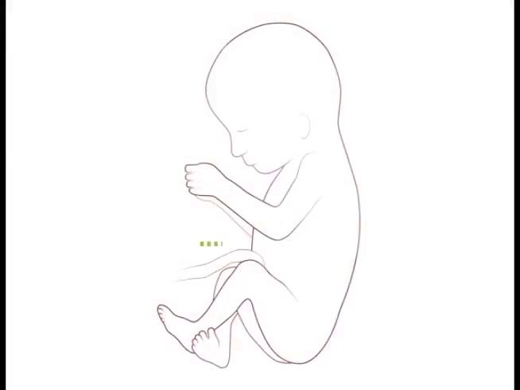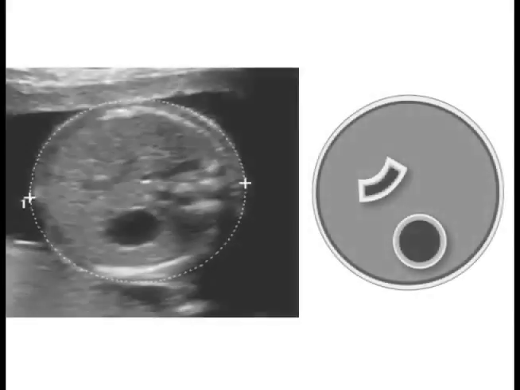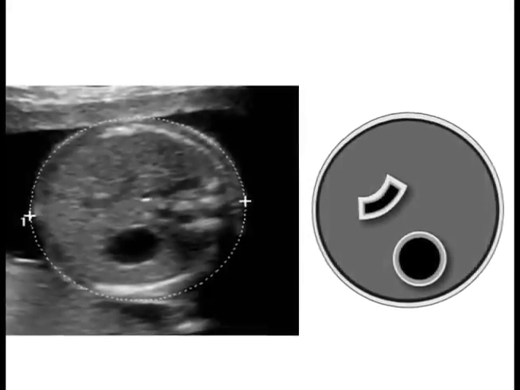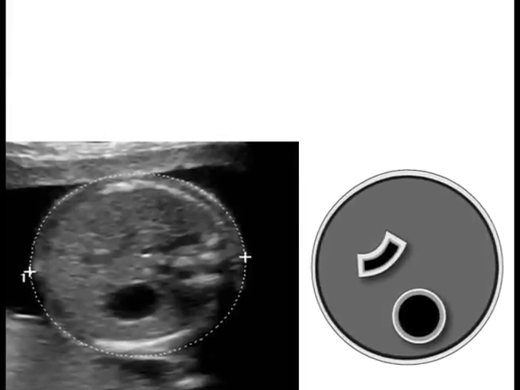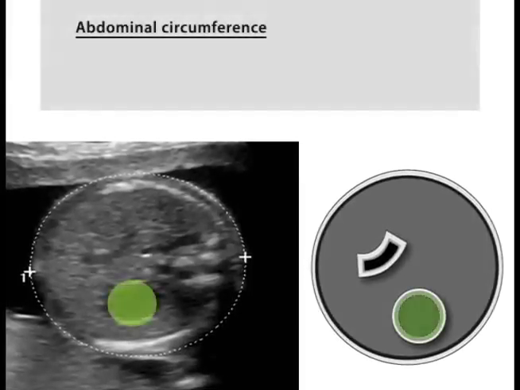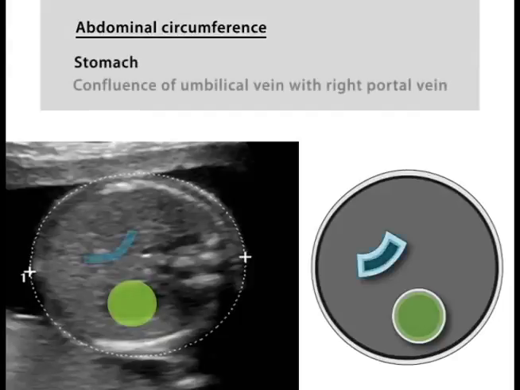The abdominal circumference is measured in a transverse plane in the mid-abdomen. Here, both sonographic and schematic images are seen. Sonographically, the abdominal circumference is measured at the level of the stomach and the confluence of the umbilical vein with the right portal vein, and appears as a J-shaped structure.